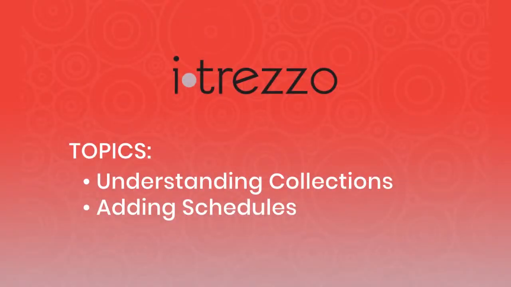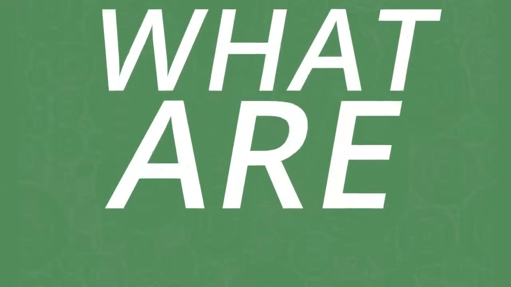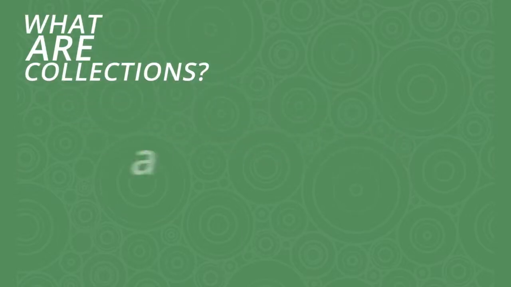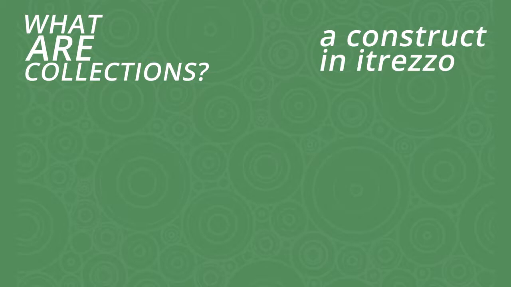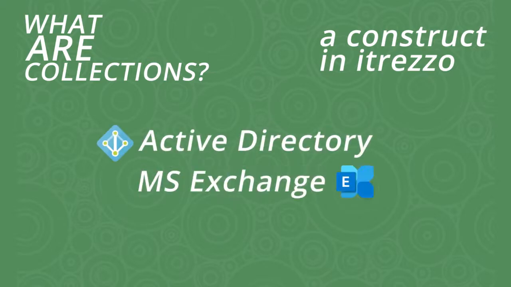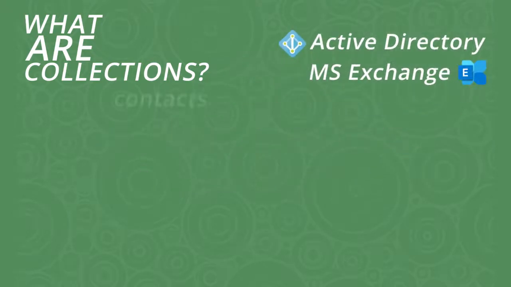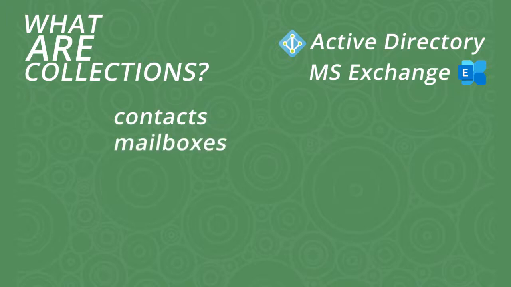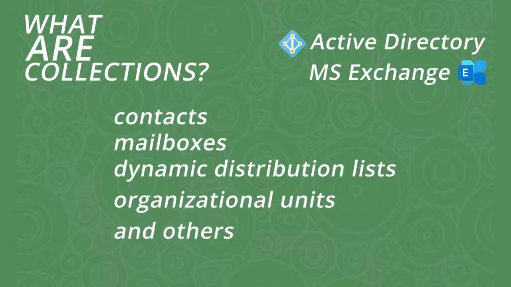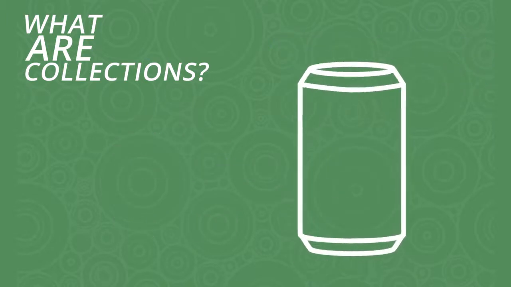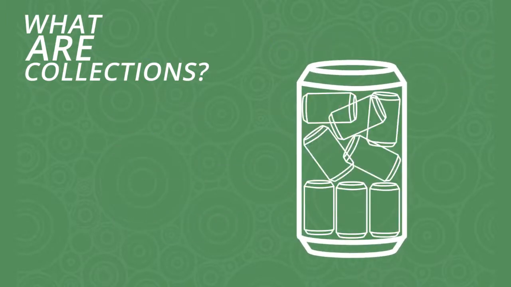Next, I'd like to show you a few extra steps you might consider that will help you in the long run. Specifically, I'm talking about collections. What are collections? Collections are a construct in itrezzo that lets us group together different items sourced from Active Directory and Exchange, including contacts, mailboxes, dynamic distribution lists, organizational units, and others. Even cooler, you can have a collection of collections.